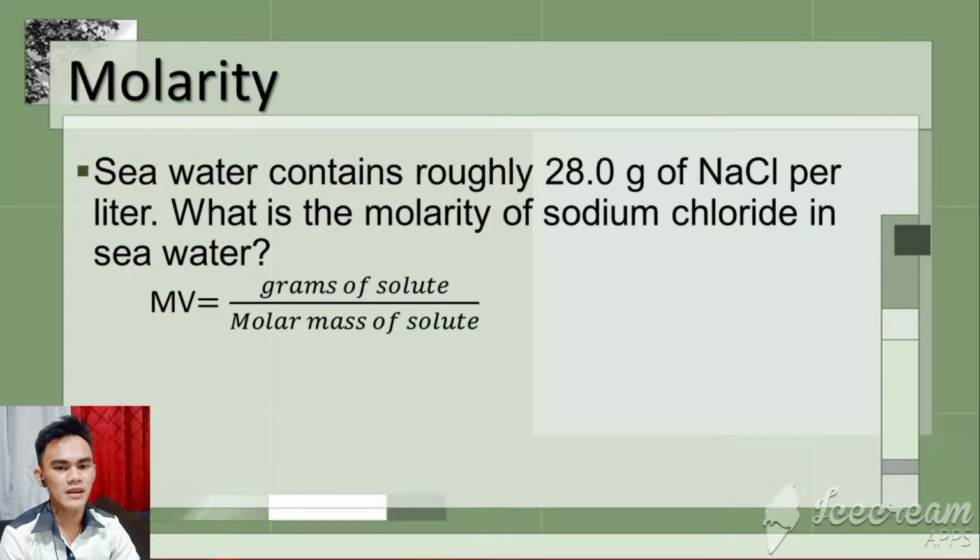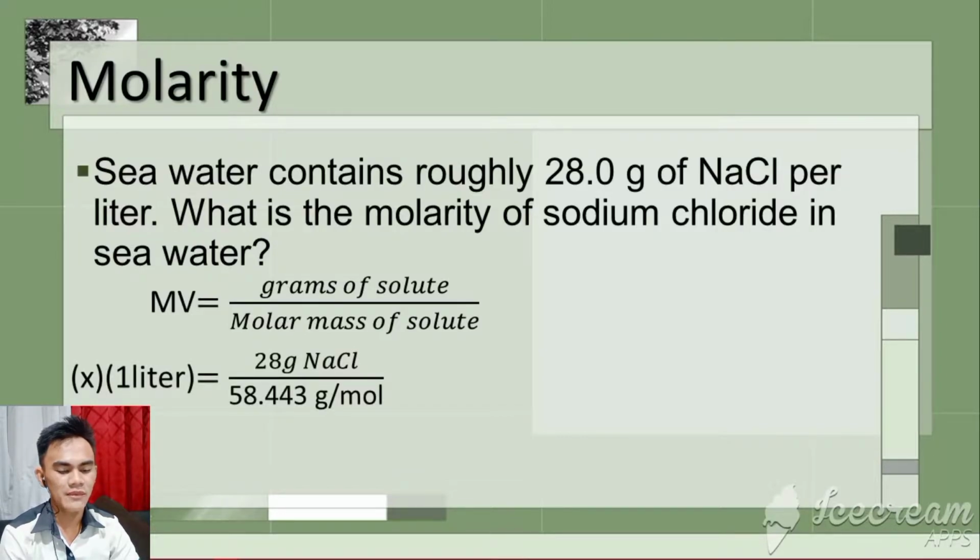By using our formula, molarity multiplied by the volume is equal to the grams of solute divided by the molar mass of solute. So, we have our M, or the molarity, that is the missing one. Let's denote it as X, and substitute the volume, that is 1 liter. Our solute here is 28 grams of sodium chloride, and the molar mass of sodium chloride is 58.443 grams per mole.